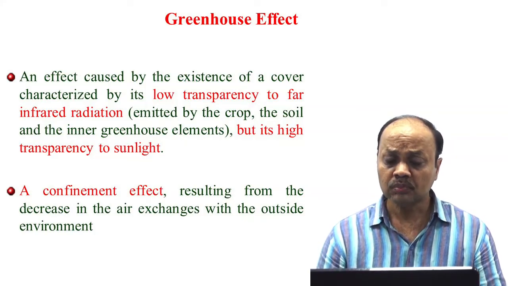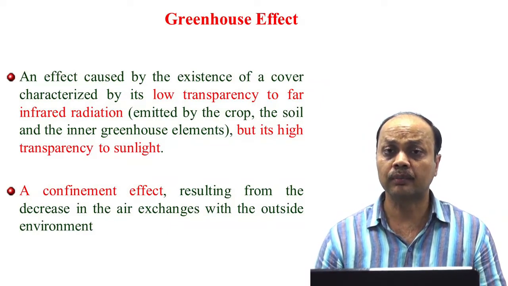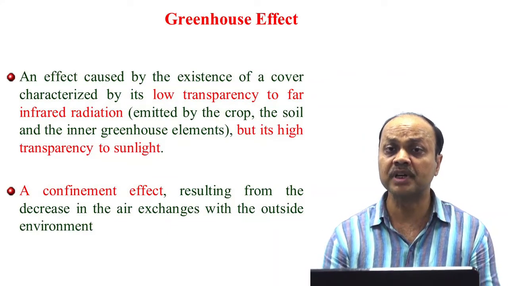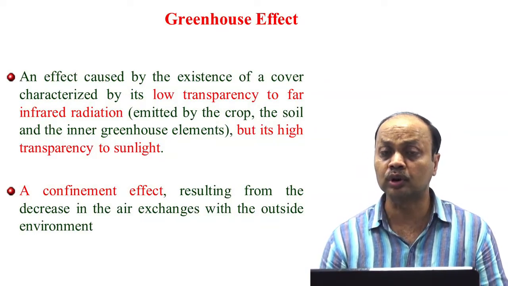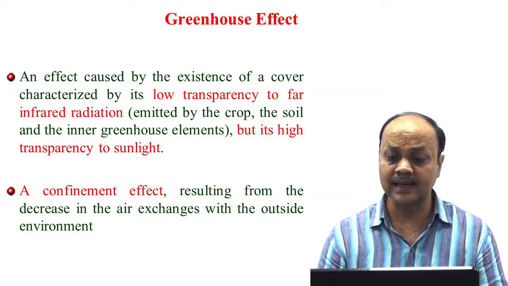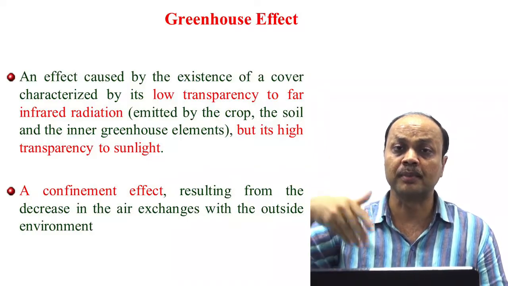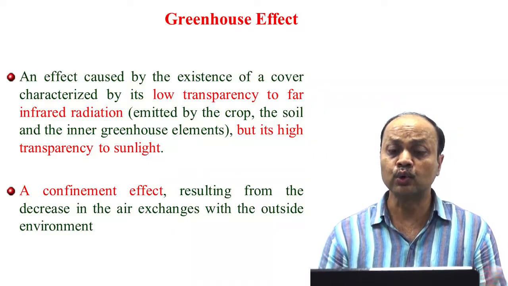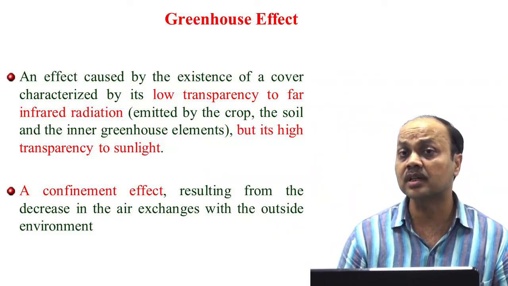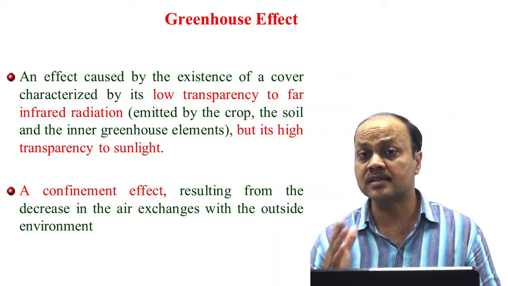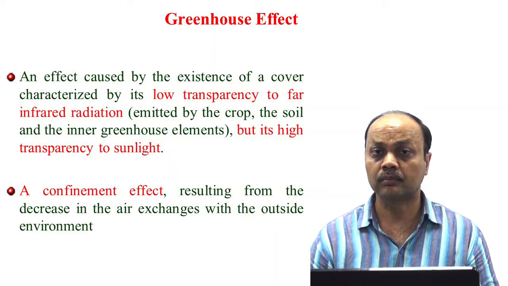Apart from that, there is also a confinement effect. Because we close the greenhouse structure from all the sides, there is no convective mixing of air from inside to outside. So due to both reasons, as I told, that short wave is coming in and long wave infrared is not going out from the greenhouse, and second is the confinement, the greenhouse effect occurs inside the greenhouse, and due to this, the air temperature inside the greenhouse will always be more than your open field air temperature.